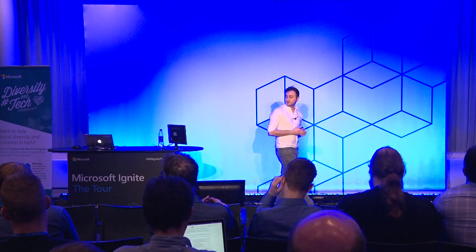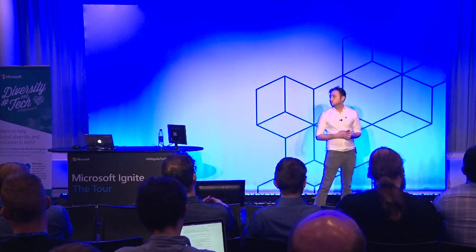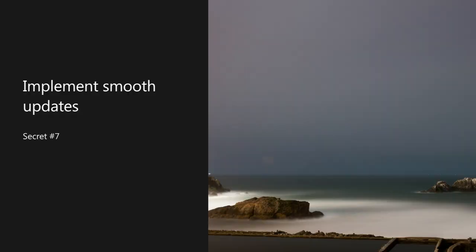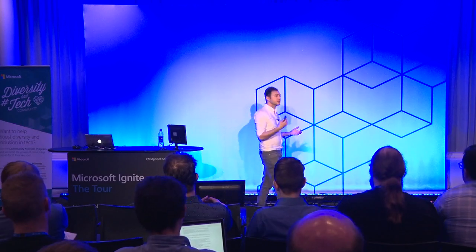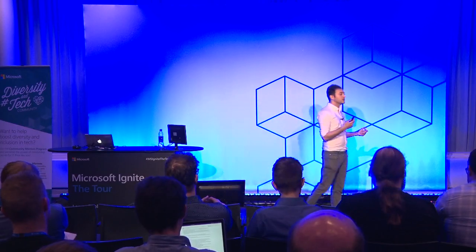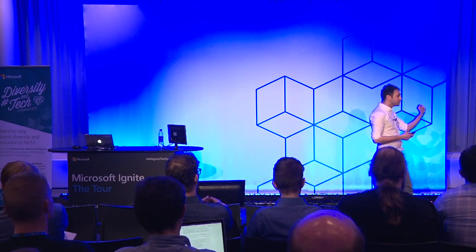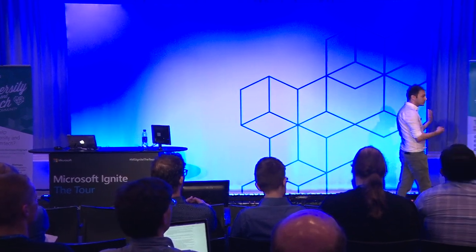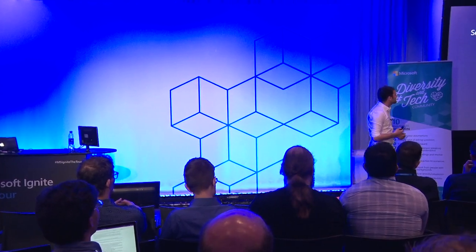And the last secret is about implementing smooth updates. So when you add a service worker to your app, to your website, it becomes like an app. It now has versions, more or less. They're not concrete like on the Play Store or other stores. You don't have version 54, but your app becomes versioned because of the service worker.